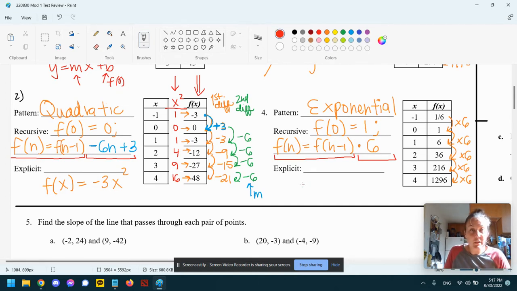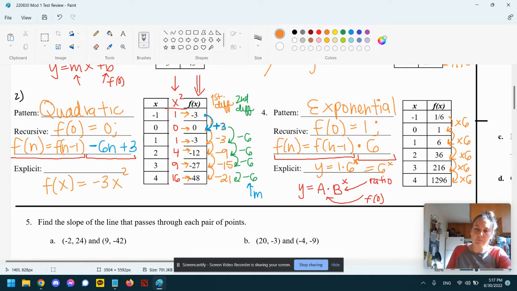Nice. Just like linear, that's explicit, has the form y equals mx plus b. The exponential has a pattern that is a times b to the power of x, where a is your f of 0 and b is your common ratio. So here my explicit function is 1 times 6 to the power of x. We could simplify that to just be 6 to the power of x if we really wanted to.